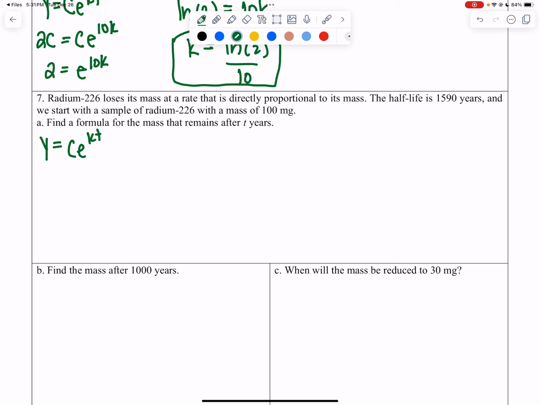All right, now we already know that we start off with 100 milligrams. And remember that c is, of course, my initial population. So now I have y is equal to 100 e to the kt. And it tells us that the half-life is 1,590 years. So instead of 100 now, we have 50. And based off of that, we know that my time is 1,590. So we have k and then 1,590. We're going to figure out what k is.